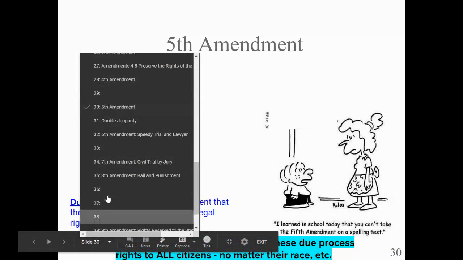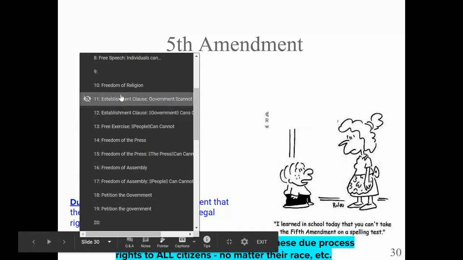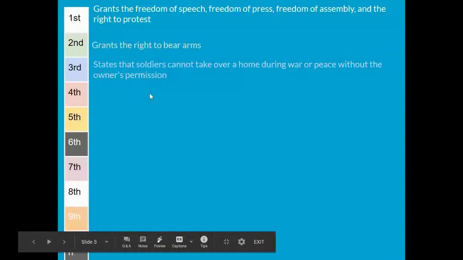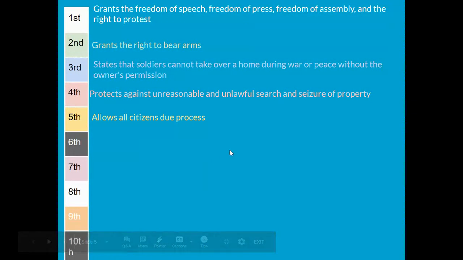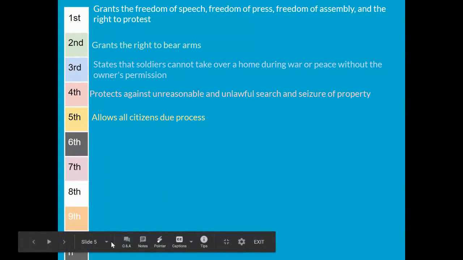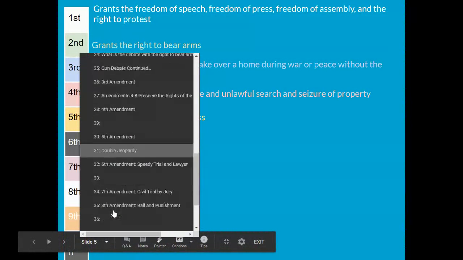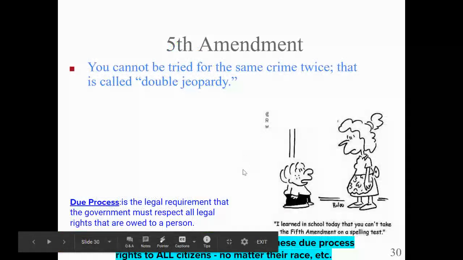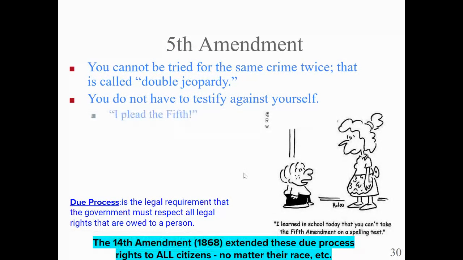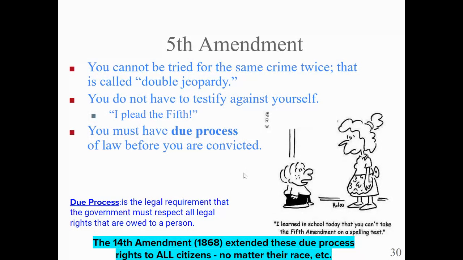So the Fifth Amendment, going back to your fourth slide, the Fifth Amendment allows all citizens due process. All right, so because of the Fifth Amendment, you cannot be tried for the same crime twice. So that is a term called double jeopardy.